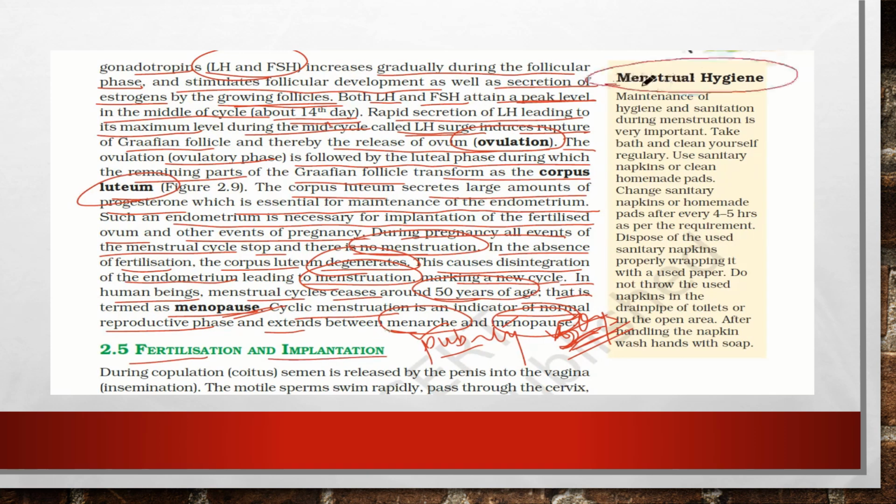So let us just go through menstrual hygiene, maintenance of hygiene and sanitation. During menstruation it is very important to take a bath and clean yourself regularly. Use sanitary napkins or clean homemade pads. Change the sanitary pads at every interval of 4 to 5 hours or as per requirement. Dispose of the sanitary napkins properly wrapped in paper. Do not throw them or flush them in the drain pipe of the toilets or in open area. After handling the napkin, wash your hands with soap. So this is what proper menstrual hygiene should be maintained by each and every woman.